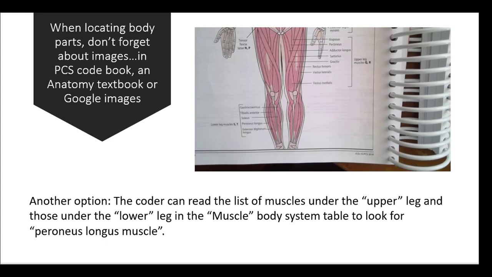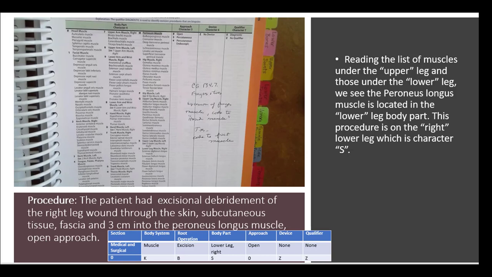When you're looking for a body part, don't forget about the images, the illustrations that are in your PCS codebook. You can also look in an anatomy textbook or on Google Images. You can also just read the list of muscles under the upper leg and lower leg in the muscle body system table and look for that particular muscle. And looking in that table, we see that the peroneus longus muscle is in the lower leg body part. The procedure is on the right lower leg, so the character is S for your fourth character. And I've plugged in the values there into that little table, showing you each of the 7 characters and what it might be in this case.